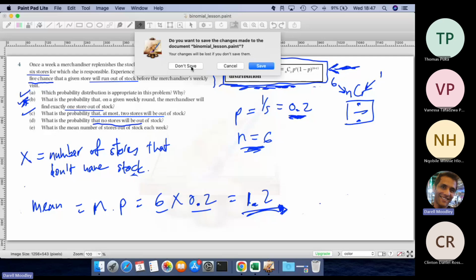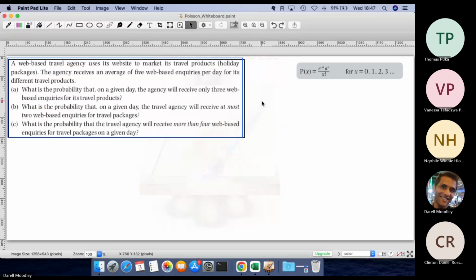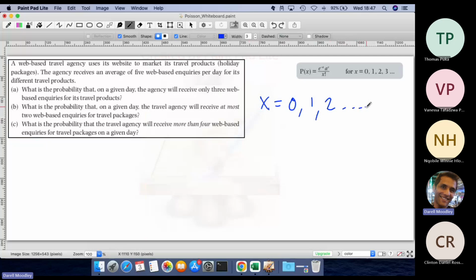I'm going to save this. Now we're going to move on to the Poisson distribution. The Poisson distribution is different to the binomial. What makes it different is that the Poisson distribution works with a discrete random variable. That is, you're counting the number of times something occurs. So x can be 0, 1, 2, etc., but it cannot have decimals. You can't have 2.5 customers coming to your store in a month. You can only have whole numbers.